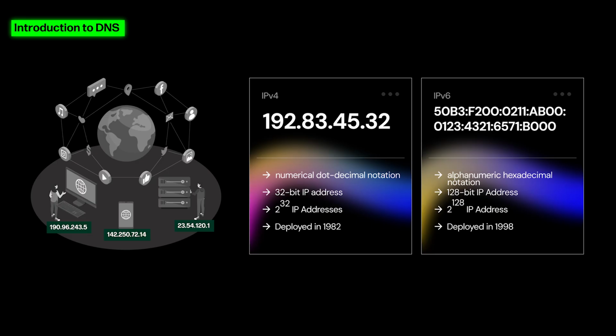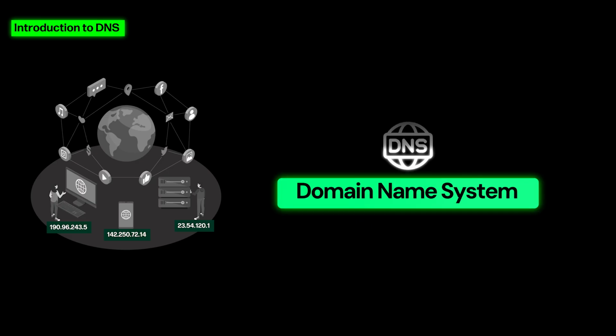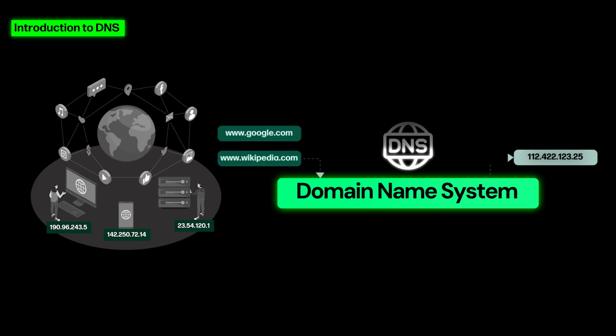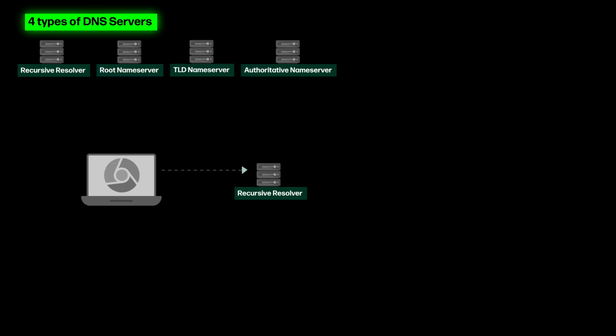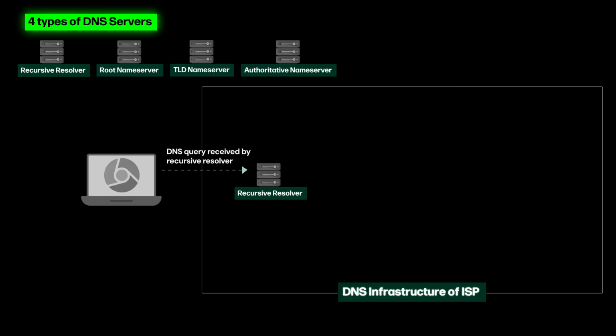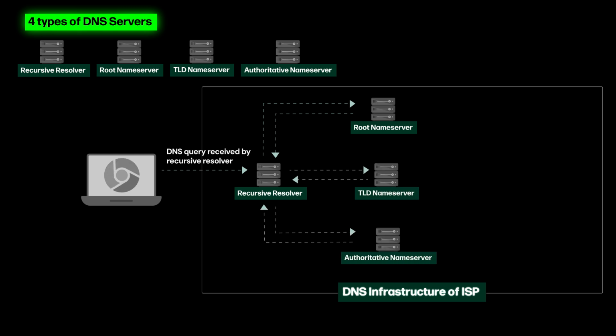Just like a phone book translates names into phone numbers, DNS translates human readable domains like youtube.com into machine readable IP addresses. There are four key types of DNS servers involved in this process. The initial request from our computer goes to a server known as the recursive resolver. It's the front facing server which makes all the internal requests to other DNS servers on our behalf.